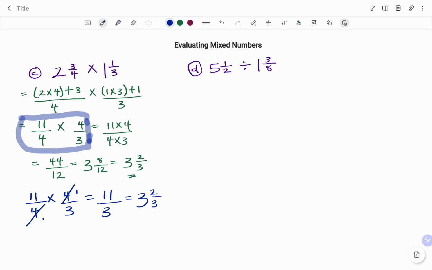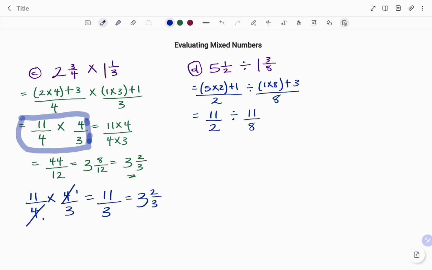For the last part of my question, I have 5 1/2 divided by 1 3/8. Changing that into improper fractions, I have 5 times 2 plus 1 divided by 2, divided by 1 times 8 plus 3 divided by 8. If I simplify, 5 times 2, 10, 10 plus 1, 11 over 2, divided by 1 times 8 is 8, 8 plus 3, that will give me 11 over 8.